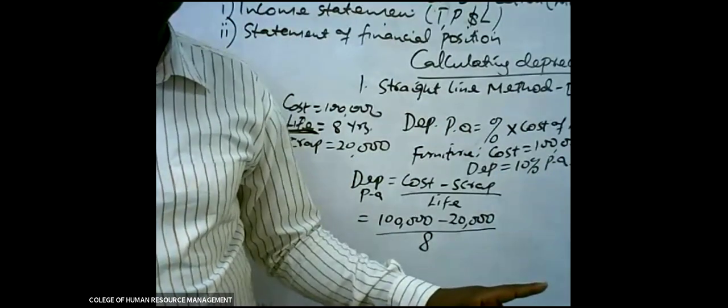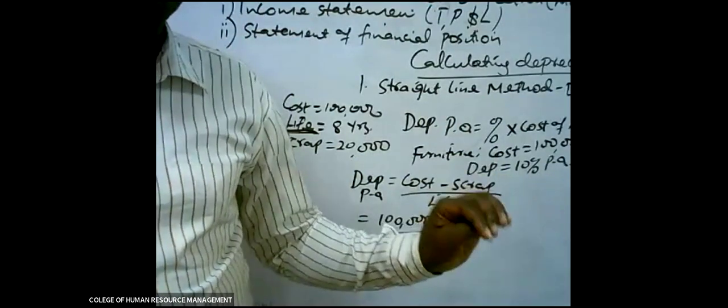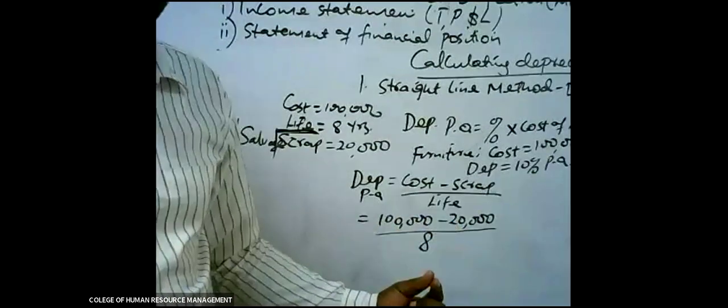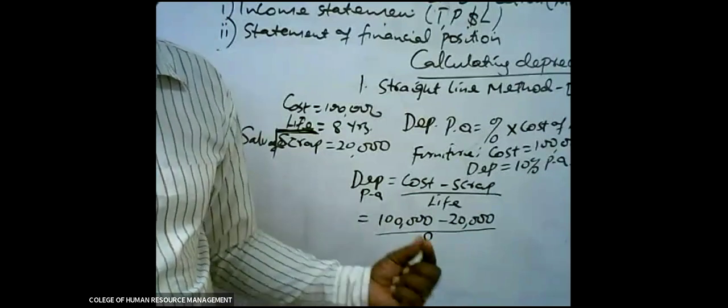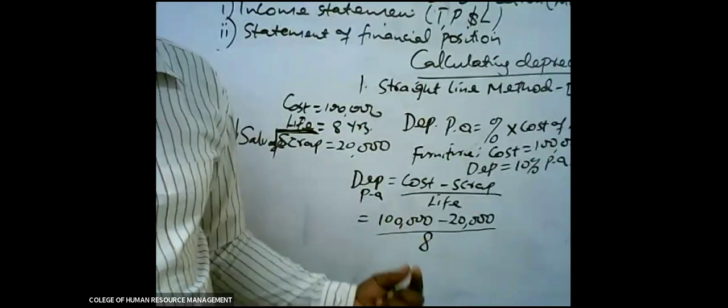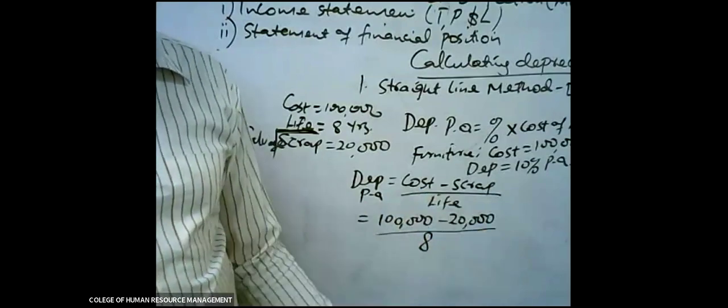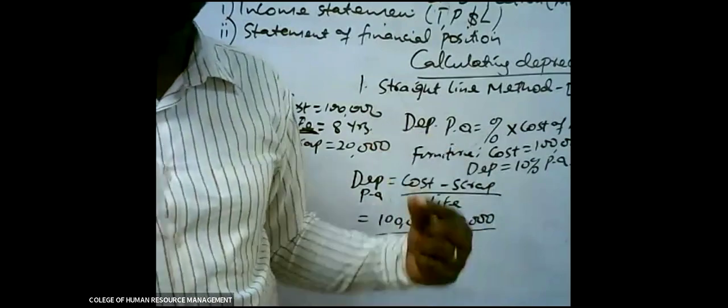We started with 100,000. It has served us for 8 years. After serving us for 8 years, it is remaining with 20,000. Then it simply means that 100,000 minus 20,000 is the total value lost, which is 80,000. This 80,000 has been lost in 8 years, so every year should take an equal portion. That's why we are dividing by 8.